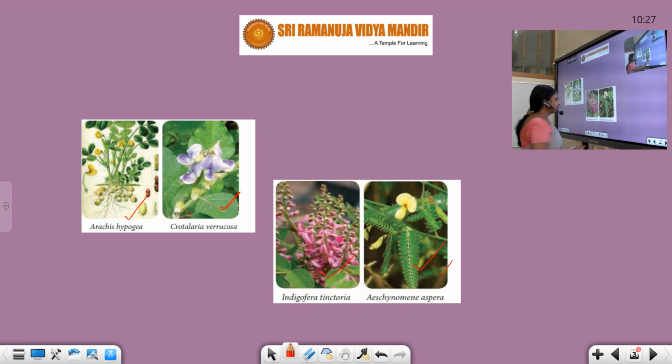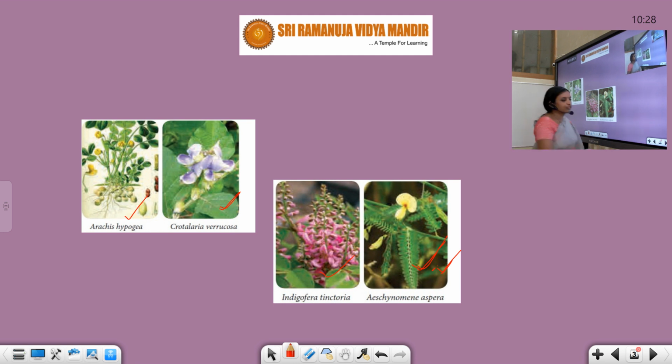So these families belong, and there are some other plants also: Cajanus cajan, red gram; Cicer arietinum, that is Bengal gram; Phaseolus aureus, green gram; Phaseolus mungo, black gram; Dolichos lablab, beans; Glycine max, soya bean; Pisum sativum, garden pea; Lathyrus sativus, wild pea; Sesbania sesban; and Pterocarpus santalinus, sandalwood tree. So there are many plants which belong to this family.